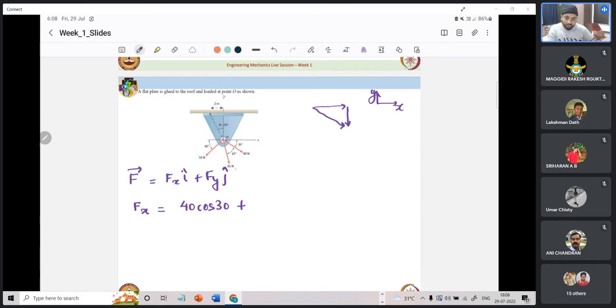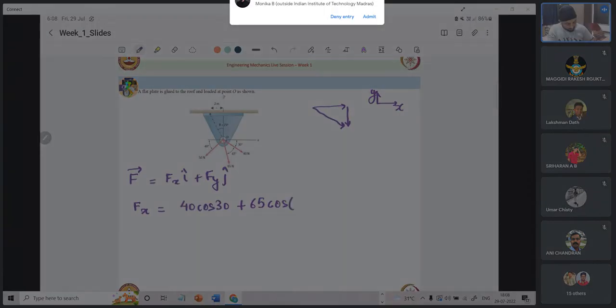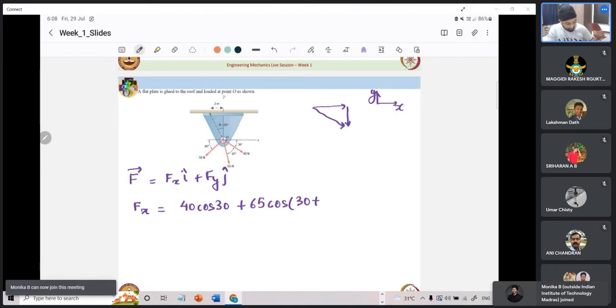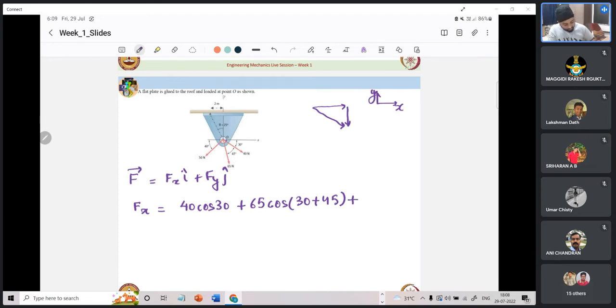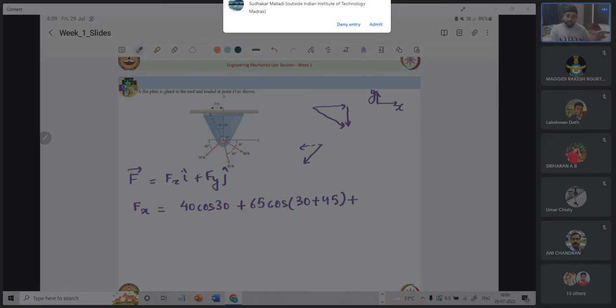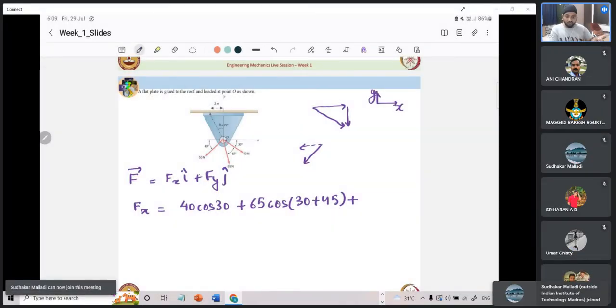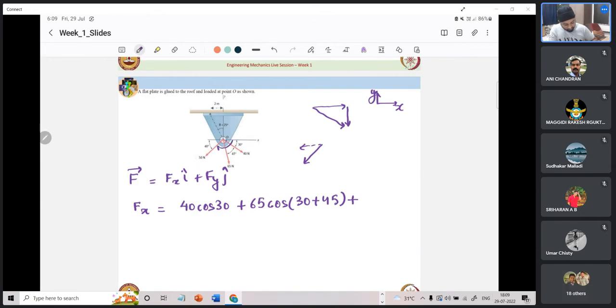plus what will be the component in the x direction for the 65 Newton force? It will be 65 cos 30 plus 45, plus, for the 50 Newton force, the x component is along the minus x direction. It is not along the positive x direction. So either we have to substitute this with a minus here, or we should take the angle from here.